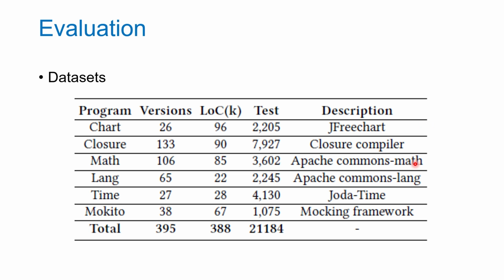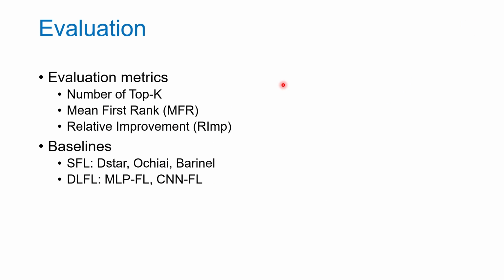We evaluate our approach on 6 real-world programs with real faults. All the programs are from Defects4J. Our evaluation metrics include the number of Top-K, mean first rank, and relative improvement. And the baseline includes two kinds of fault localization techniques. For SFL, they are D-star, Ochiai, and Barinel, and for DLFL, they are MLP-FL and CNN-FL.